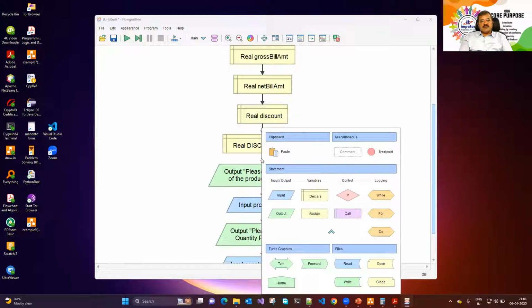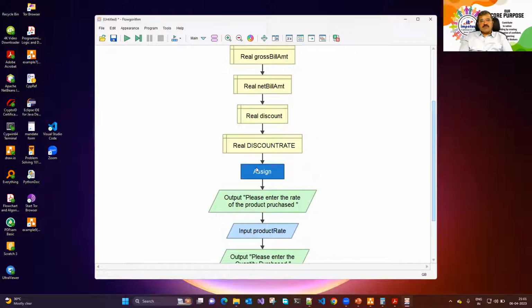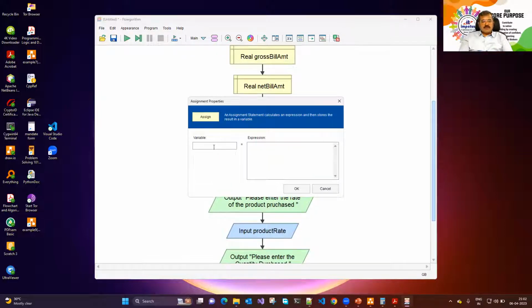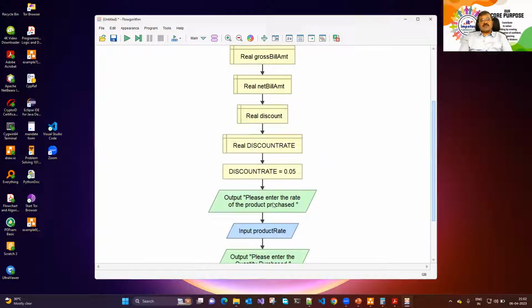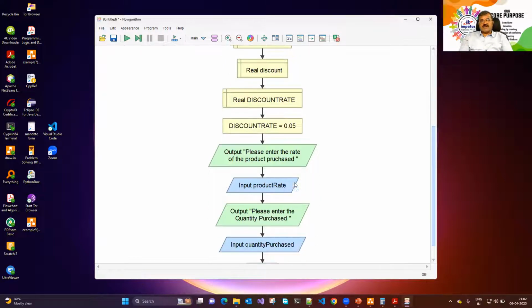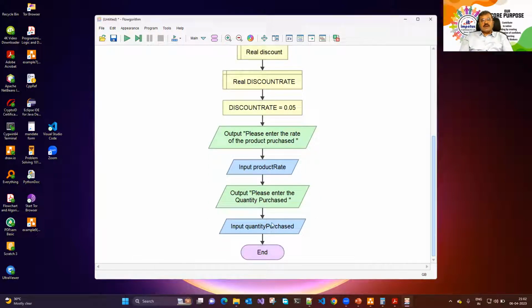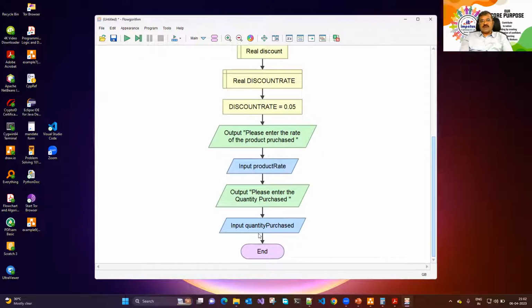Discount rate. Assign. I'll say discount rate, assign value 0.05. So the discount rate has been assigned value as 0.05. That's my rate of discount. So it's using equal to. So we have this discount rate variable already defined.